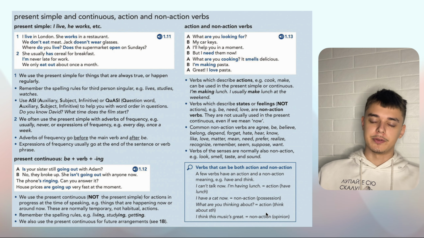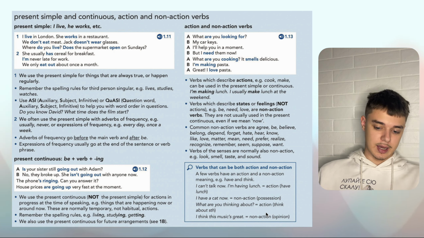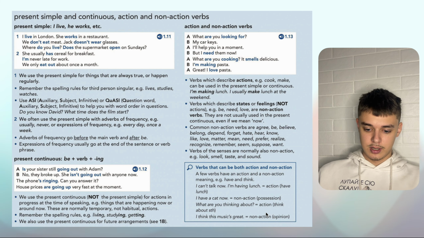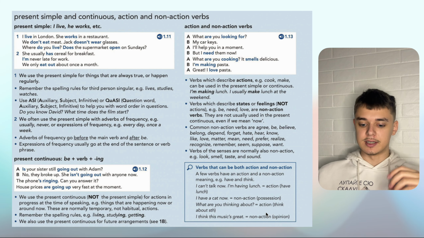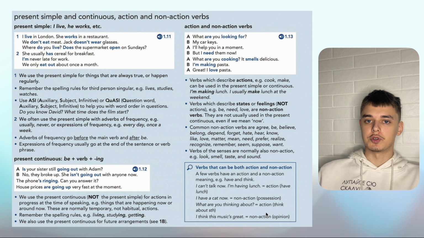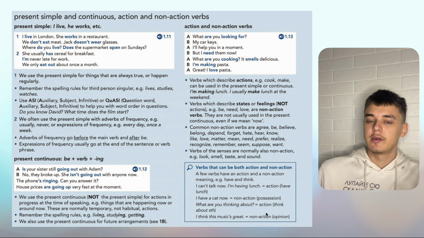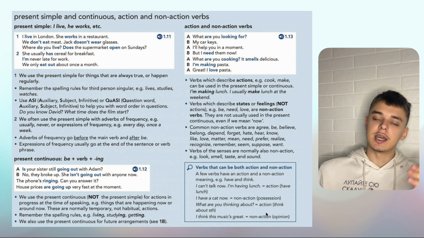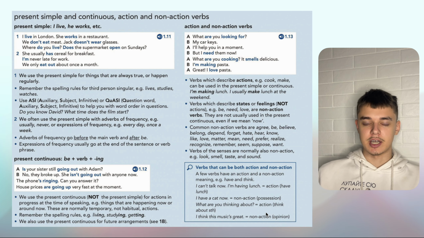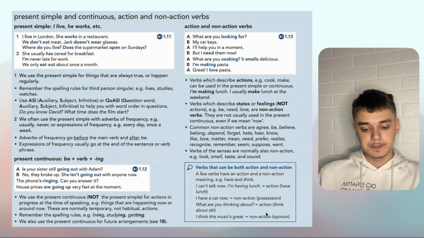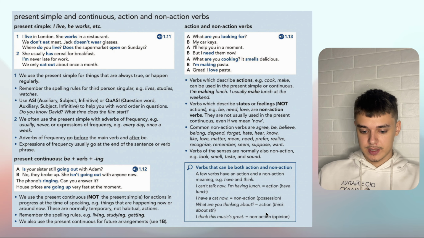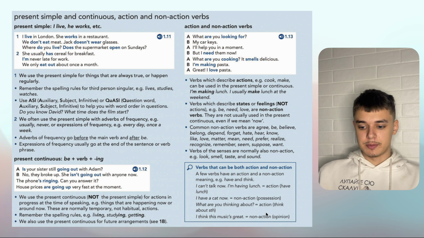And some of the verbs can be both action and non-action. For example, have and think, depending on the context. If you want to say I'm having breakfast, here having is an action, actually, you eat, right? But if you say I have a car, this is a non-action verb. This is just a possession of something. You don't actually do anything. Right. So take a look at some examples.